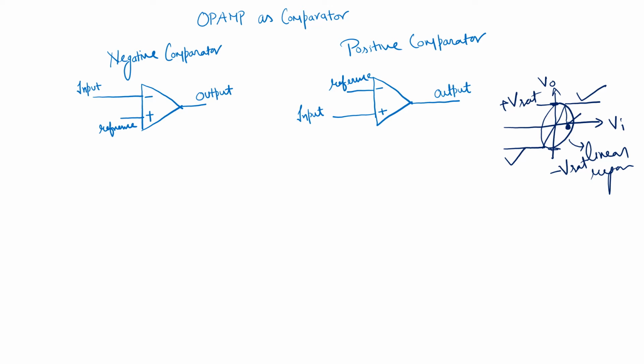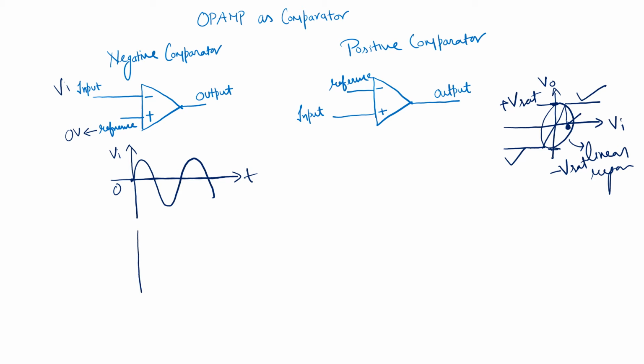Okay, so what happens in a negative comparator? Suppose we have a wave, triangular or sinusoidal, any type of wave. So we are assuming a sinusoidal wave here. This is our input, V input, and suppose the reference, for example, is 0 volt here, so this is the reference.